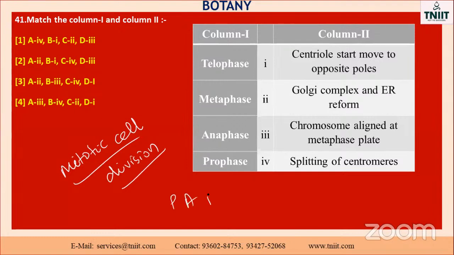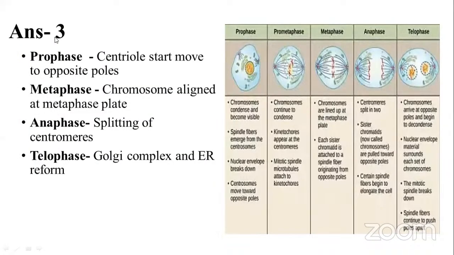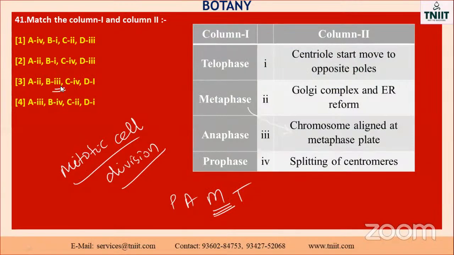Prophase, anaphase, metaphase, telophase. Just start from the metaphase. What is the meaning of metaphase? Metaphase means chromosomes align at the metaphase plate. So the answer is the second one is third. Where is the second one is third? So this one is the option. Okay, so the first one, A, is 2. The telophase, Golgi complex and endoplasmic reticulum reform. Is it correct? See the option. The third one is the correct one, isn't it? Here I told third one.